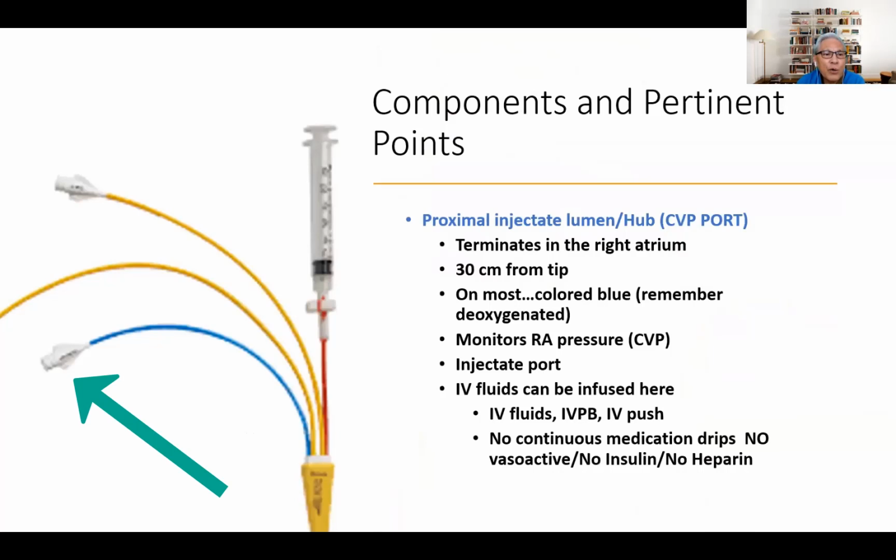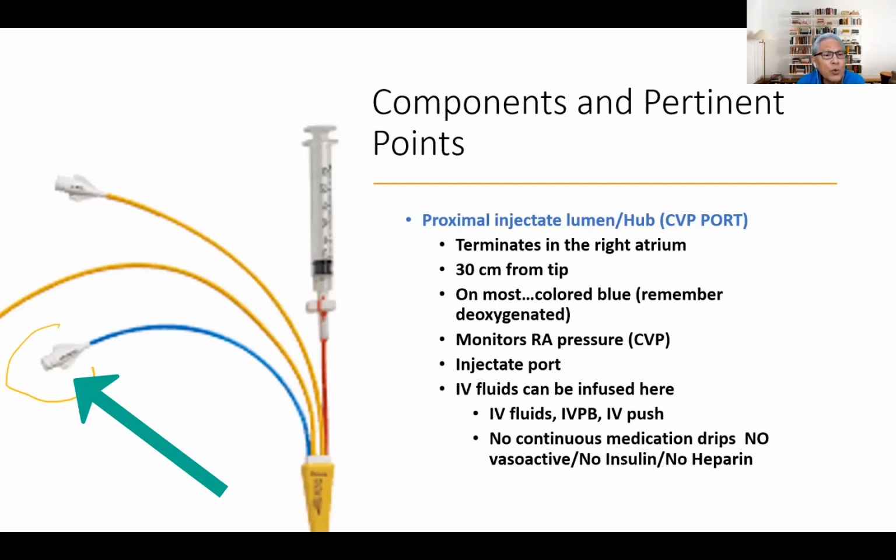The other one is going to be your proximal injectate lumen, or your CVP port, which is this one. It represents the right atrial lumen. It is 30 centimeters from the tip of the catheter, and the opening of this one, I should say, would be resting within the right atrium when the tip of the catheter is in the pulmonary artery.